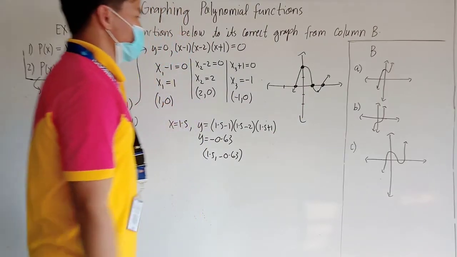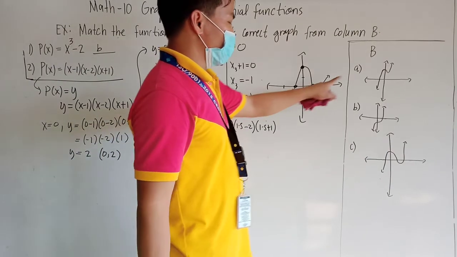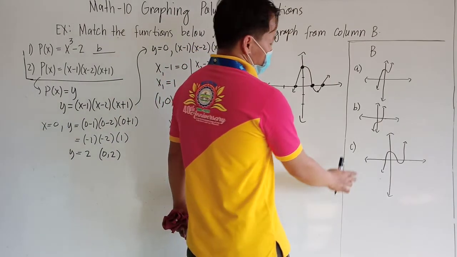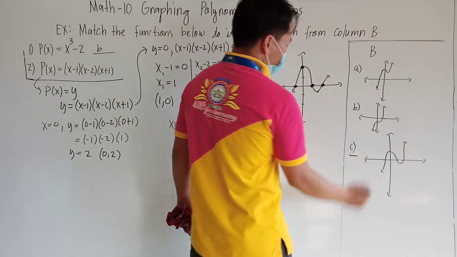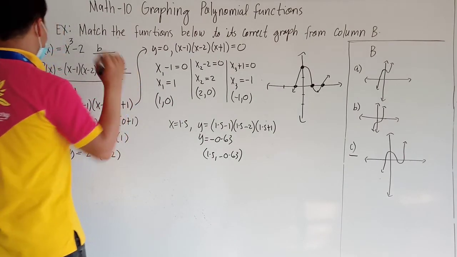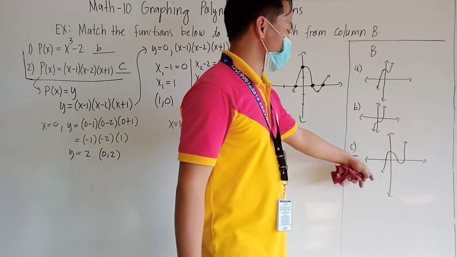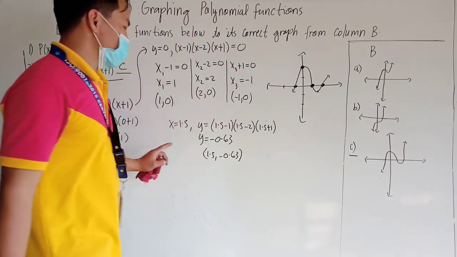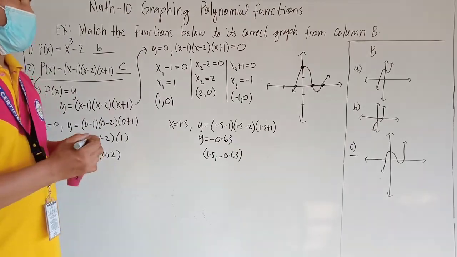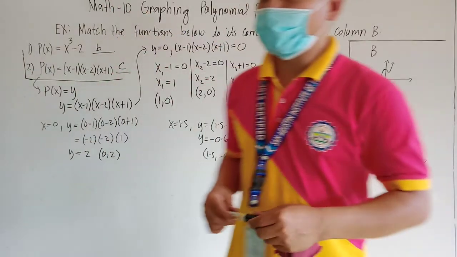Okay, so what function has the same graph as column B? So this one, no? The answer is letter C for number 2. Okay, letter C. Because the graph is the same as this one. So these are the techniques in identifying the graph or matching the graph of the given function.